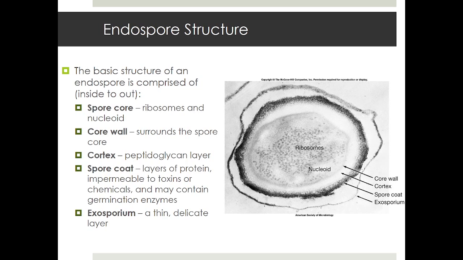The basic structure of an endospore is exactly what you're probably thinking. All of the important stuff is in the middle. So you've got your nucleoid with your DNA, your ribosomes. And then as we head out towards the outside, you've got a core wall, the cortex, which is made up of peptidoglycan, a spore coat, and an exosporium. So tons and tons of different things between this very precious DNA and the outside world.